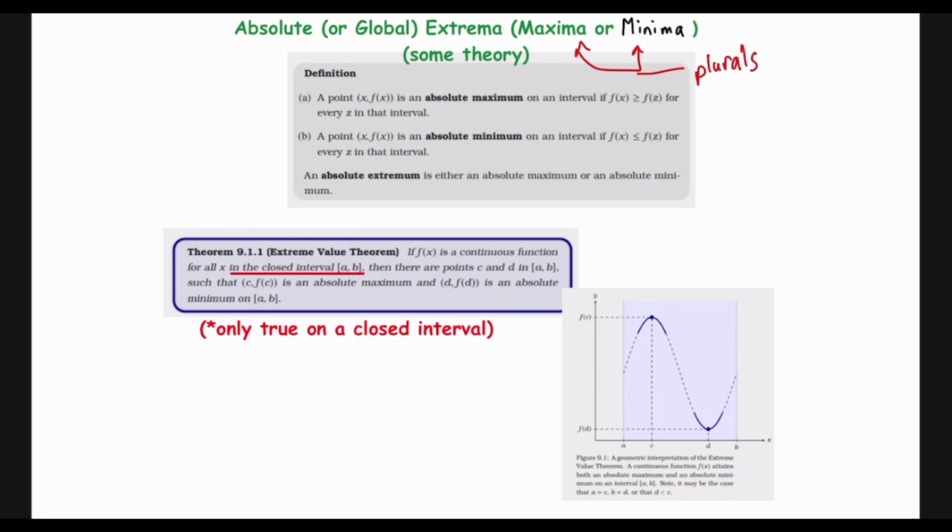As we talk about absolute or global extrema, we also need to distinguish them from local. So let's start by talking about what we mean when we say a local maximum or minimum, and then we'll expand and talk about absolute or global maxima and minima.